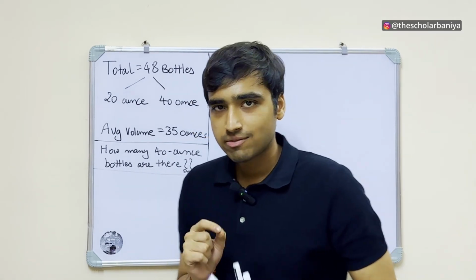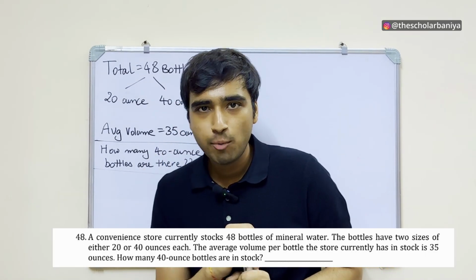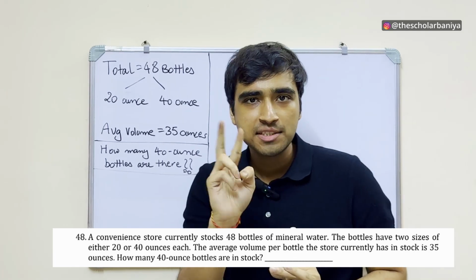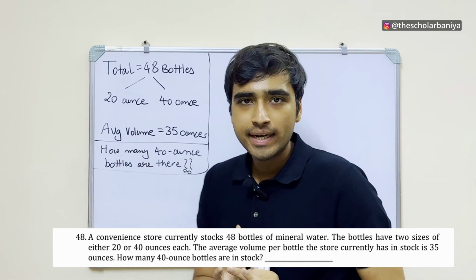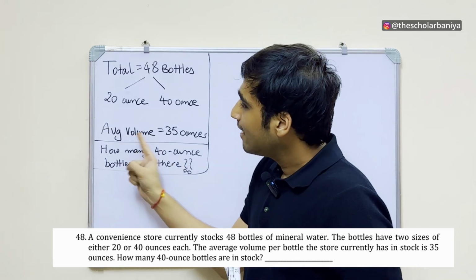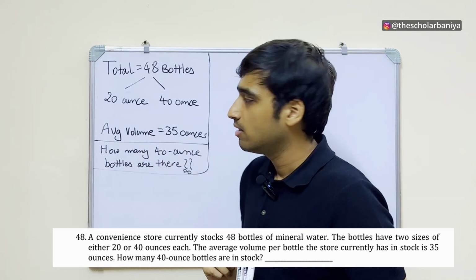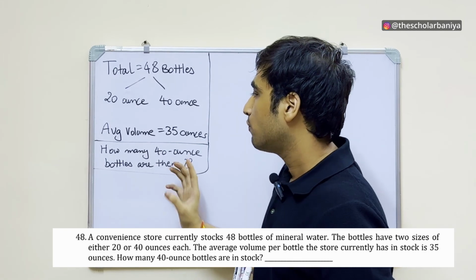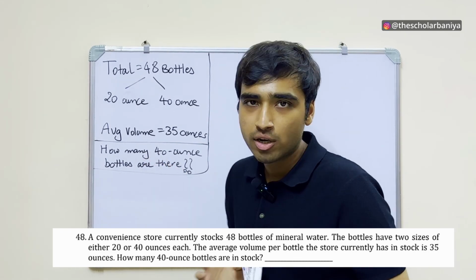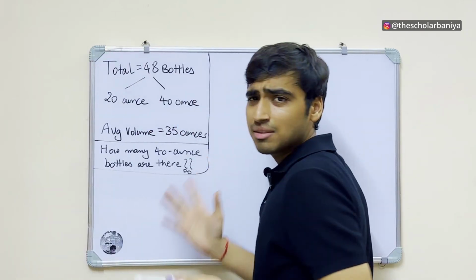So let's move on to the next question, guys. In this question, we are given that there are a total of 48 bottles and there are two sizes of bottles. One size is 20 ounce and the other size is 40 ounce, right? And the average volume of the bottle is 35 ounce, right? So we have to find out how many 40 ounce bottles there are, right? So again, pretty simple stuff.